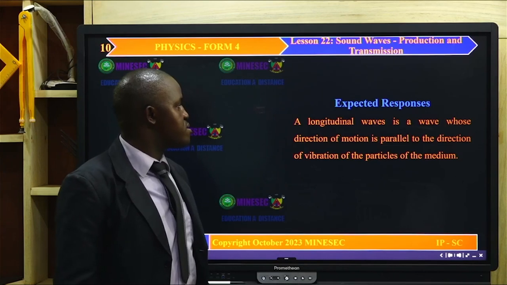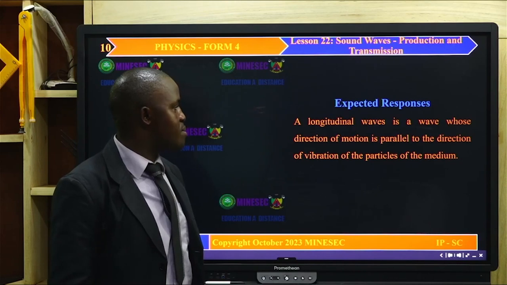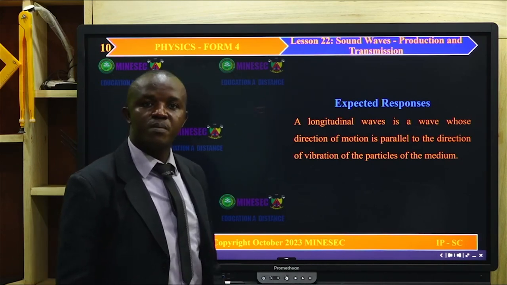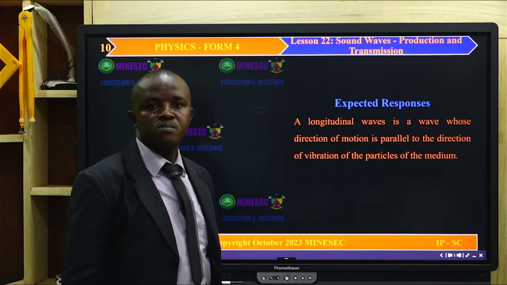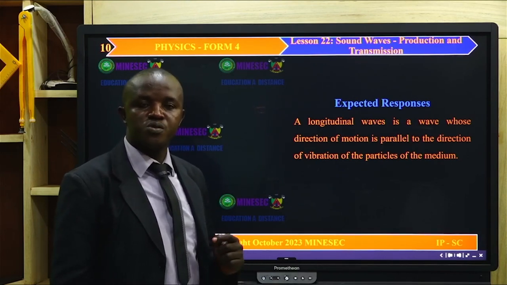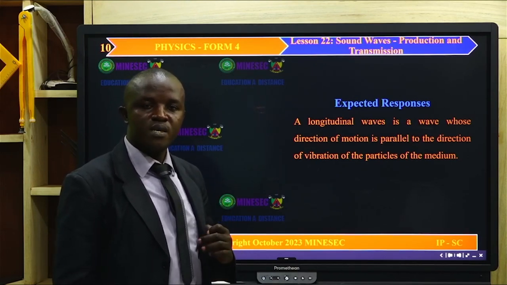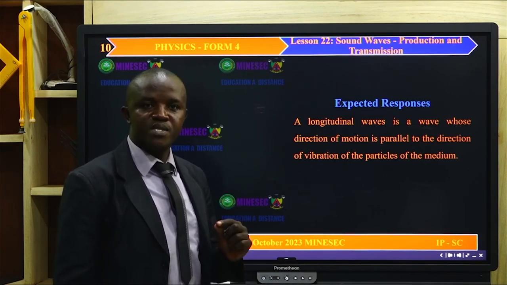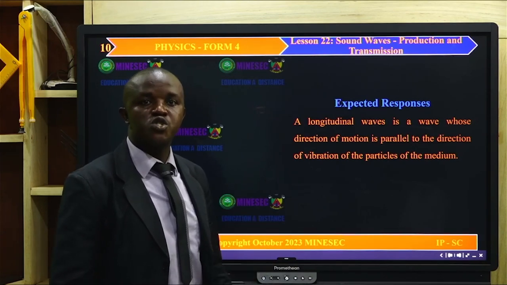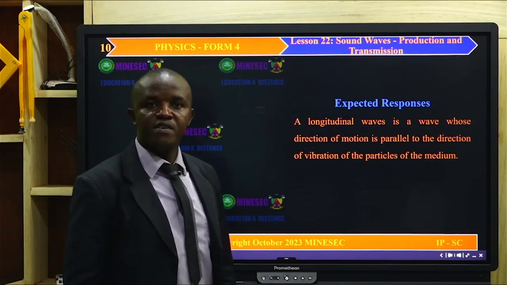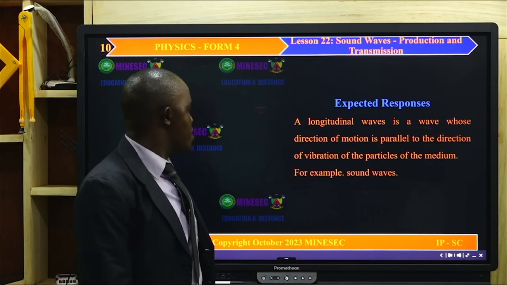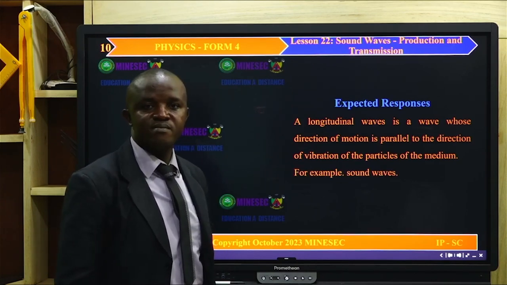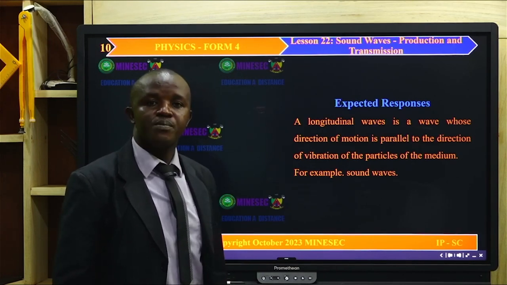A longitudinal wave is a wave whose direction of motion is parallel to the direction of vibration of the particles of the medium, which means that the direction in which the wave travels is parallel to the direction in which the particles of the medium are vibrating. If a wave matches the definition, they will call that wave a longitudinal wave. Example, we have sound wave. There are other examples anyway, but we'll just ask for one example of a longitudinal wave.